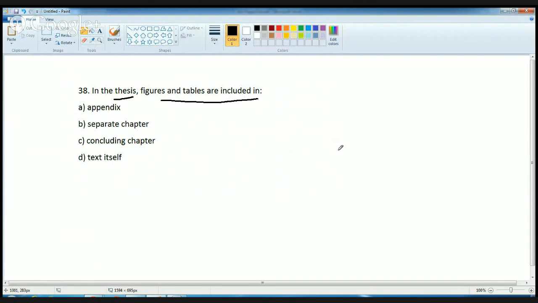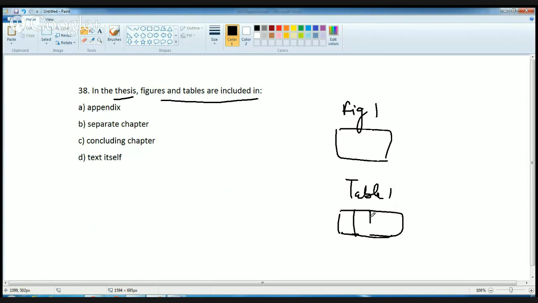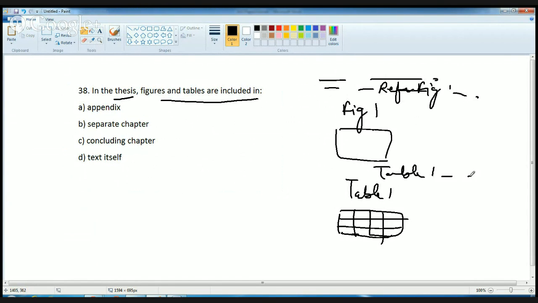Usually, in the current pattern of thesis, there are various formats, but the most popular method is that you include figure 1 with the text, and then you have table 1 in the main text. While you are writing the text, you mention refer figure 1 for this detail and refer table 1 for this detail. So that means you are trying to include figures and tables within the text itself.